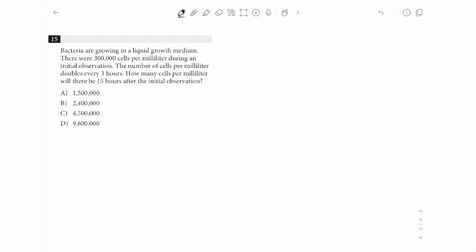So first let's calculate how many times this thing is going to double. If it doubles every 3 hours and we're looking for a period of 15 hours, I'm just going to do 15 divided by 3. That means that our number doubles 5 times. So in order to double something, we have to do 2 to the power of however many times we're doubling. 2 to the power of 5 times the principal, which is the original amount, 300,000.